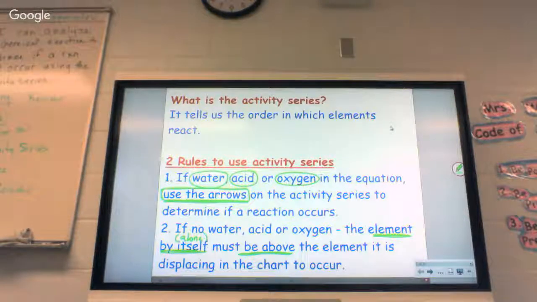Typically bonding is probably harder for a lot of people. You think this is bad? Bonding is probably a lot like that. It's very rules driven.